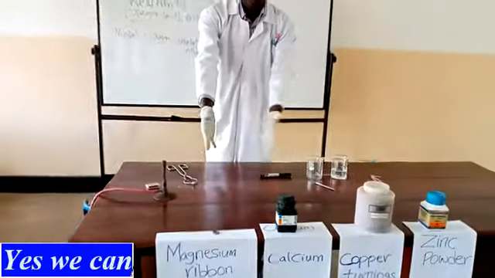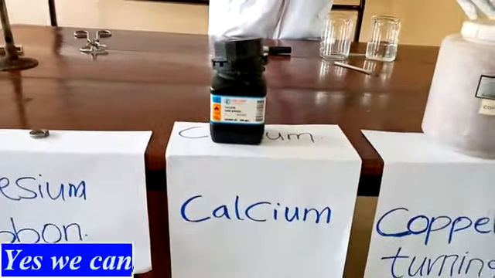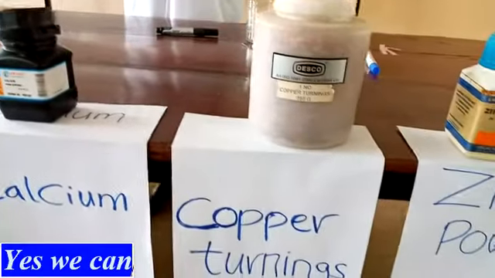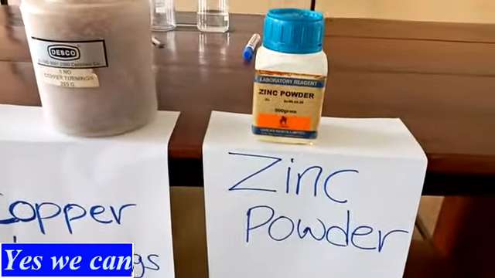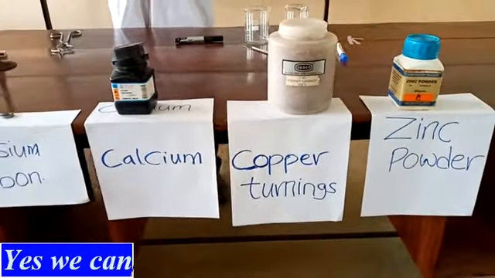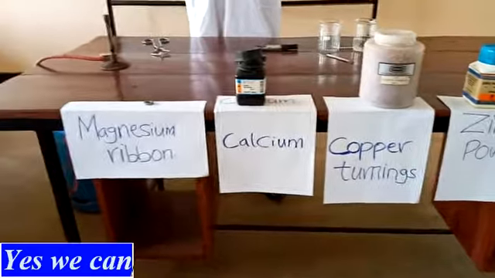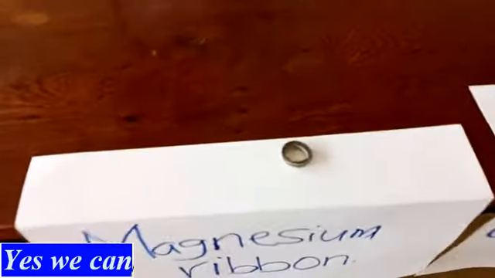So I have there metals. The first one there is magnesium. The next one is calcium. The other one is copper. And the last one is zinc. So, we are going to start by burning magnesium in air. Remember, it will react with oxygen.